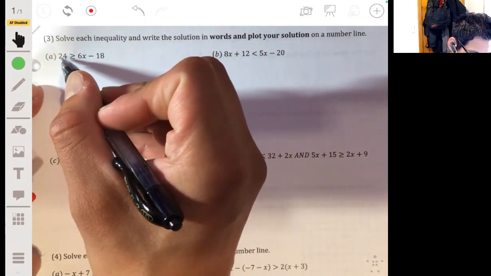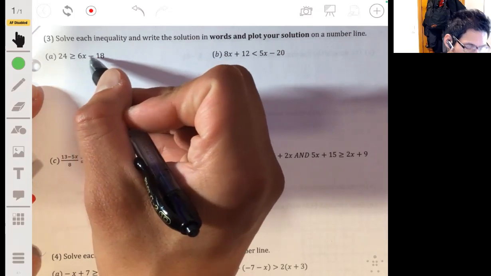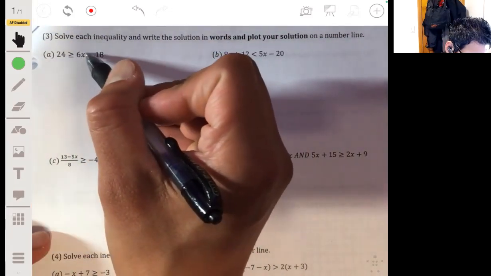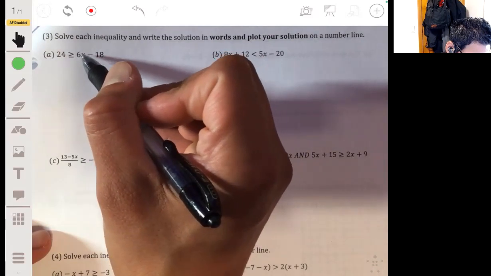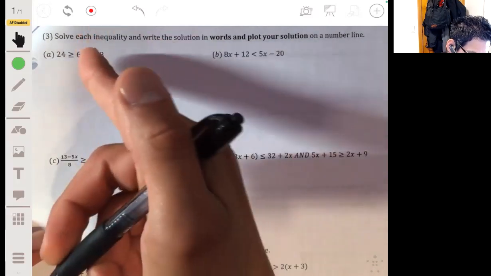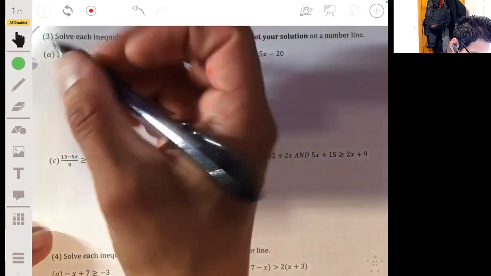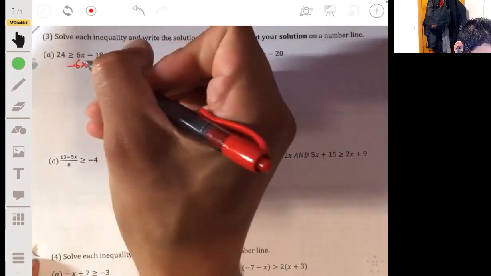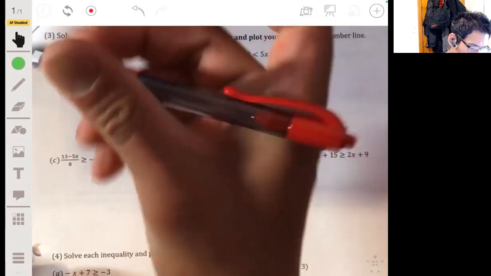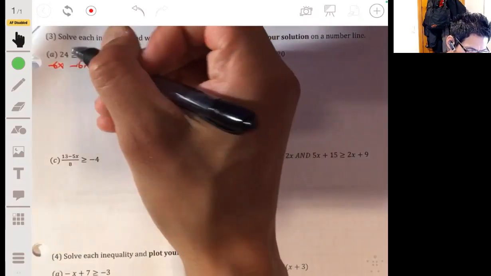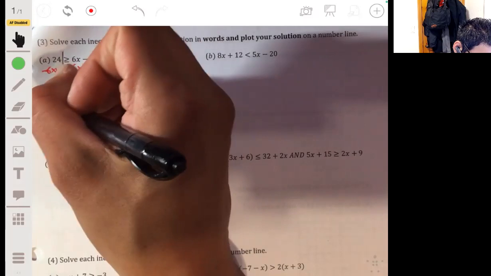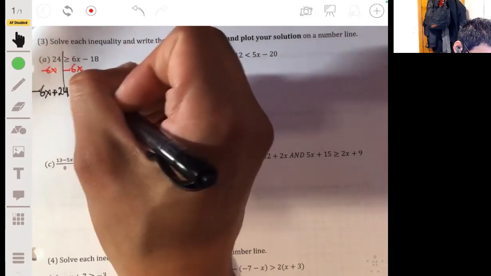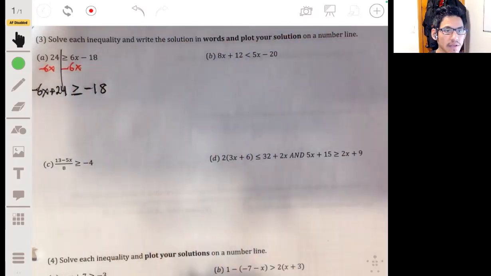So here we have 24 is greater than or equal to 6x minus 18. So let's solve. I like bringing the x or the variables to the left, because I think it's always neater. You don't have to, but it just makes more sense for me to teach you this way. So we'll have negative 6x plus 24 is greater than or equal to negative 18, like that.